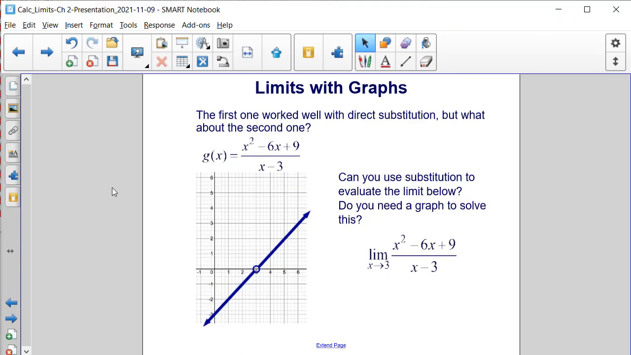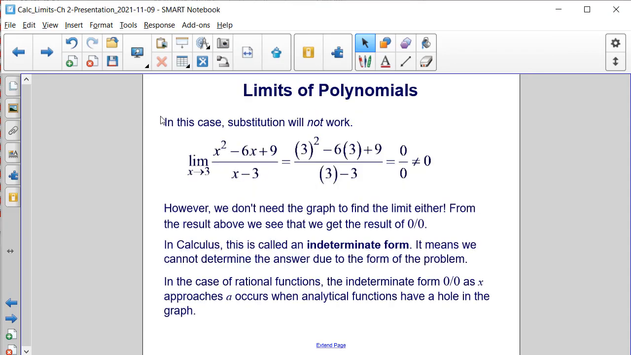The first one worked out well with direct substitution, but what about the second one, where g of x is equal to x squared minus 6x plus 9, all divided by x minus 3? Can you use substitution to evaluate the limit? Do you need a graph to solve this? Take a moment to pause this video and think about it, and when you're done, unpause it. In this case, substitution will not work.